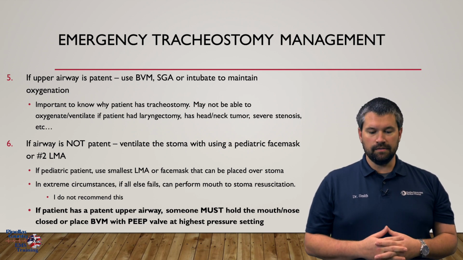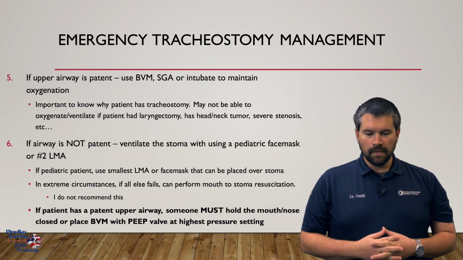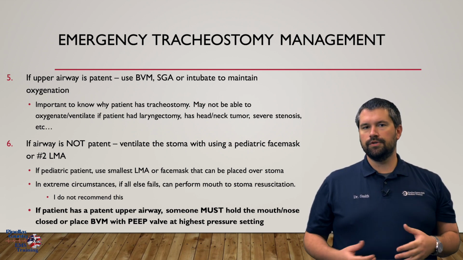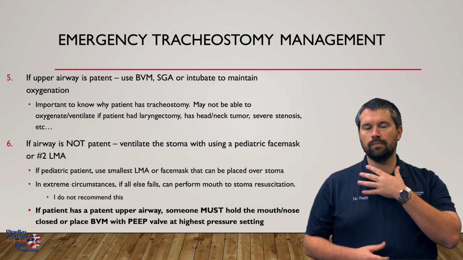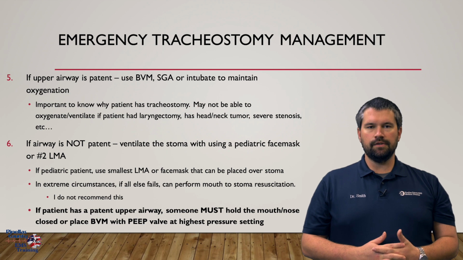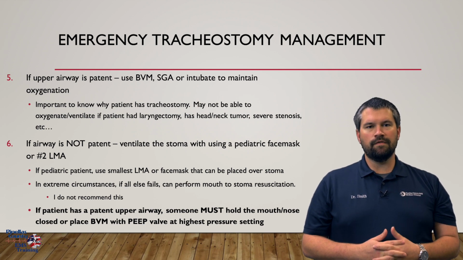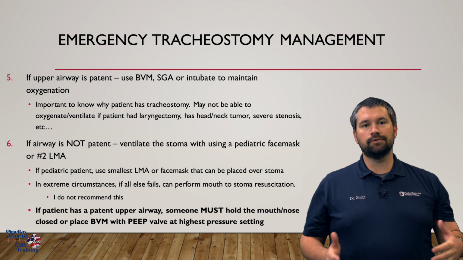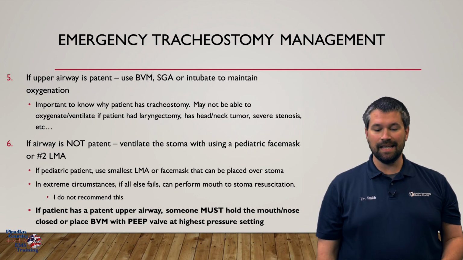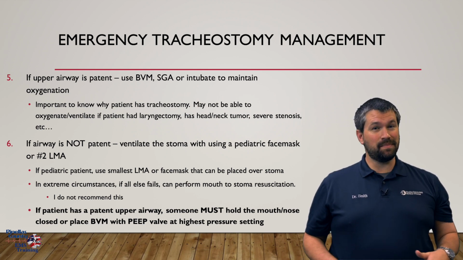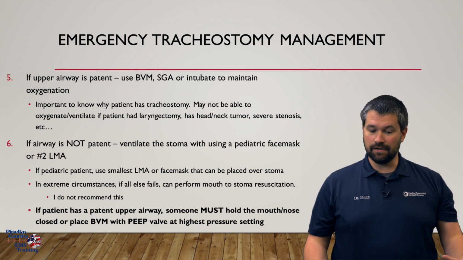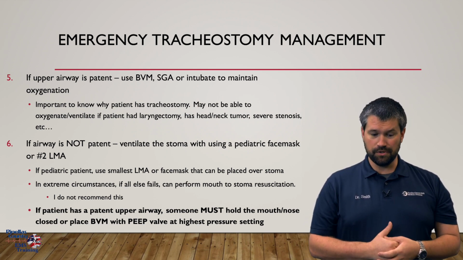If the airway is not patent, so again, you have a laryngectomy, use a pediatric bag valve mask over the stoma or number 2 LMA to try and get a seal around the stoma to use a bag to ventilate. If it's a pediatric patient, use the smallest LMA or face mask that can fit over the stoma. In extreme circumstances, if all else fails, you can do mouth to stoma resuscitation. I do not recommend this, especially considering the amount of mucus that can be involved, but it is a last-ditch effort, so consider this if you so choose.